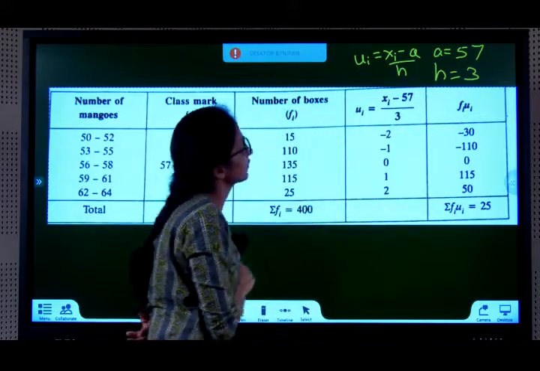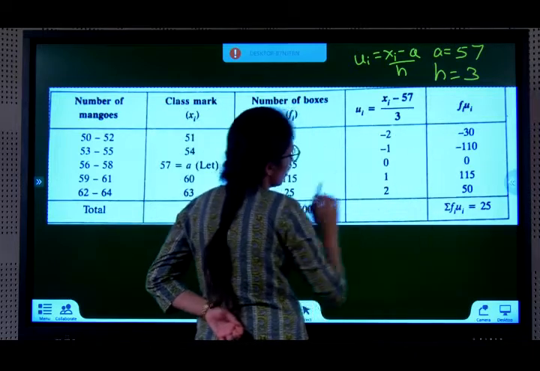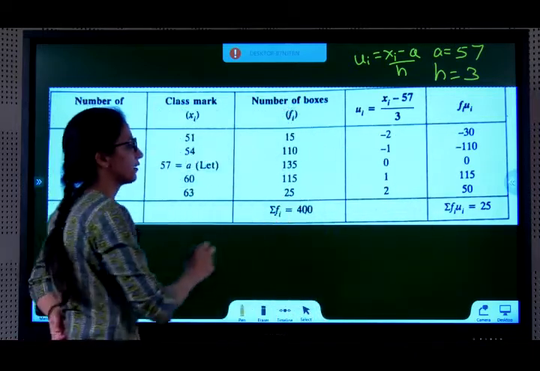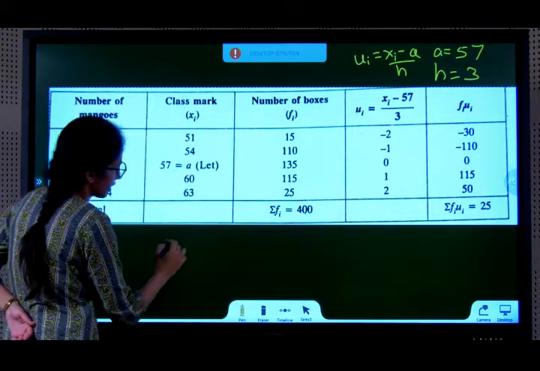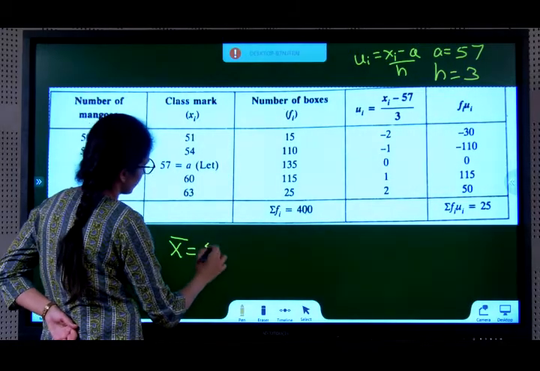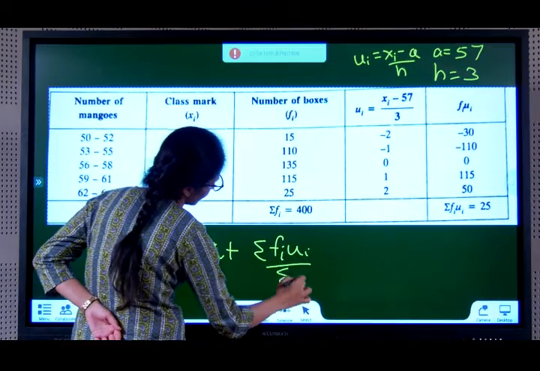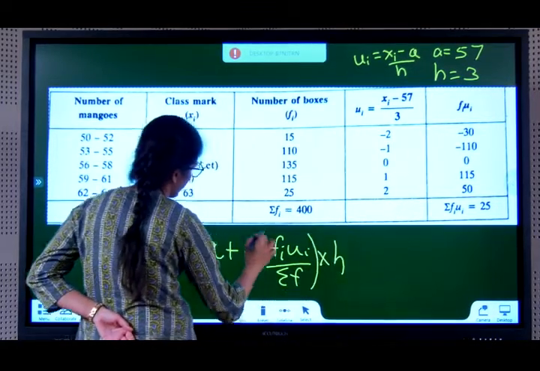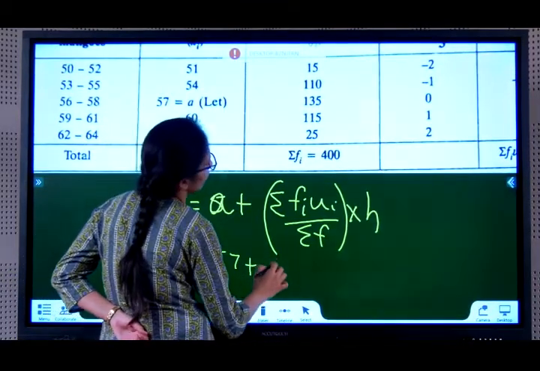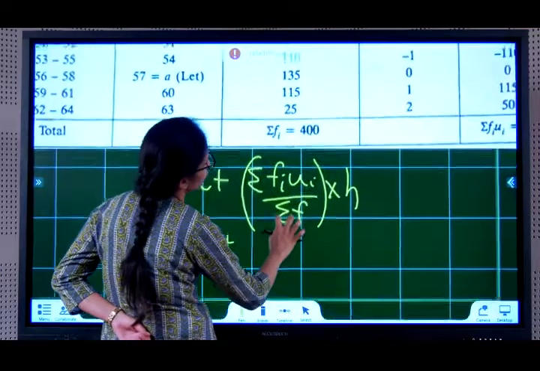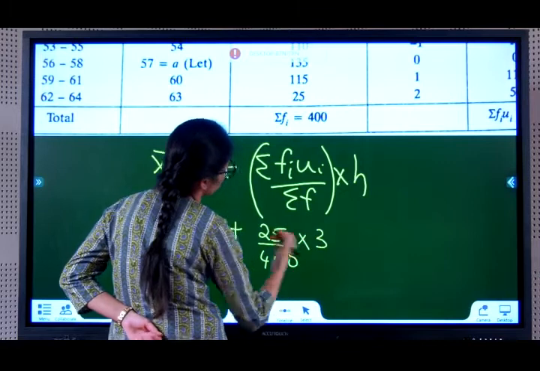Substitute xi minus 57 by 3, find these values, then multiply fi into ui, you get this. For the standard deviation formula, you need summation fi ui, find summation fi ui, you need summation f, find summation f. So we therefore now apply it to the formula. X bar is equal to a plus summation fi ui by summation f into h. A, what is the a? 57 plus summation fi ui. What was the summation fi ui? 25 by 400, h 3.